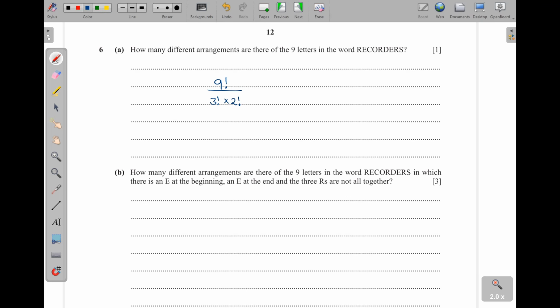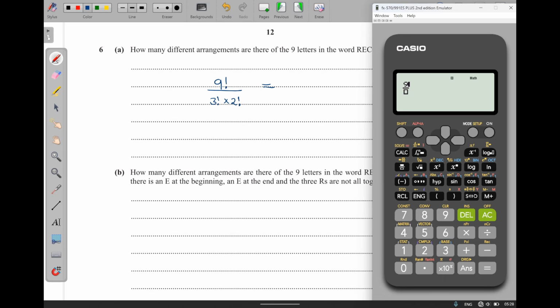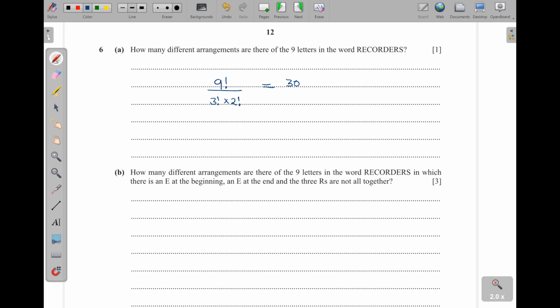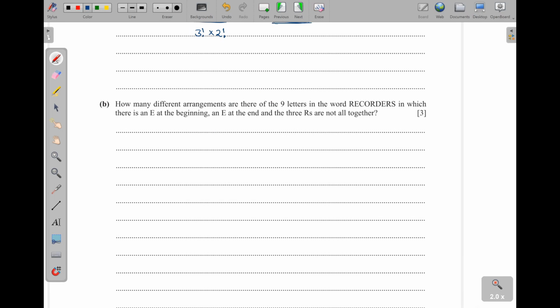So when I put this in the calculator, what do I get altogether? 9 factorial, then we divide by 3 factorial multiplied by 2 factorial. So it is 30240.